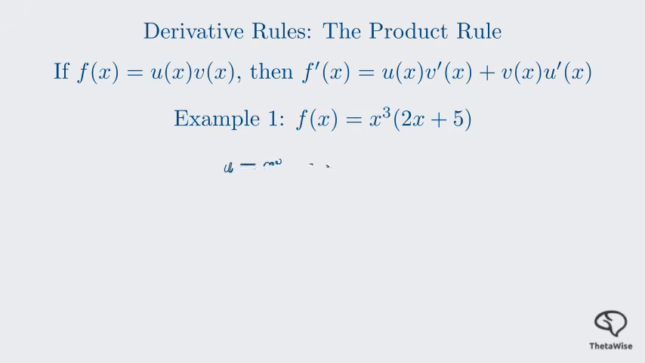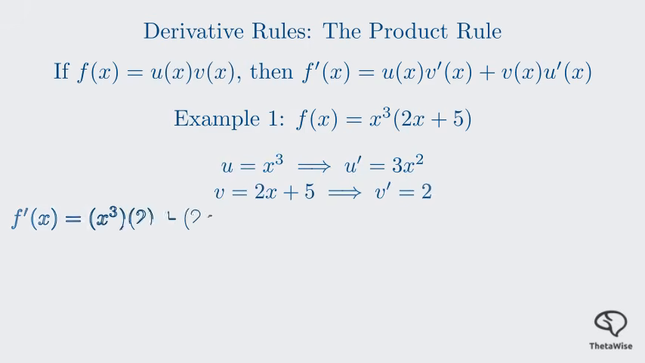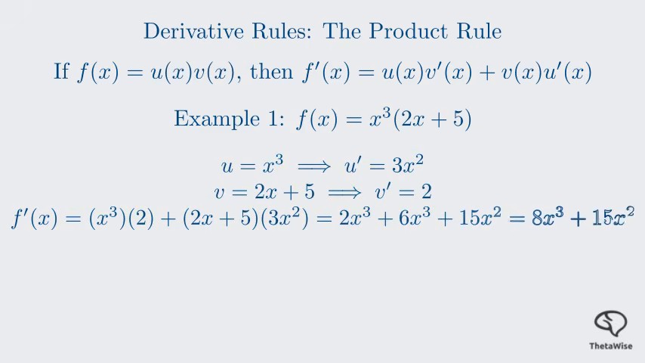We get x cubed times 2 plus 2x plus 5 times 3x squared. Expanding this, we have 2x cubed plus 6x cubed plus 15x squared. Combining like terms gives us our final answer, 8x cubed plus 15x squared.